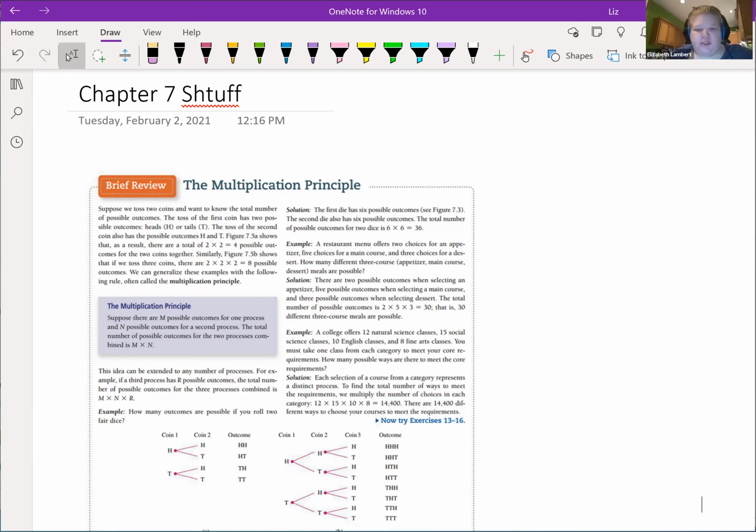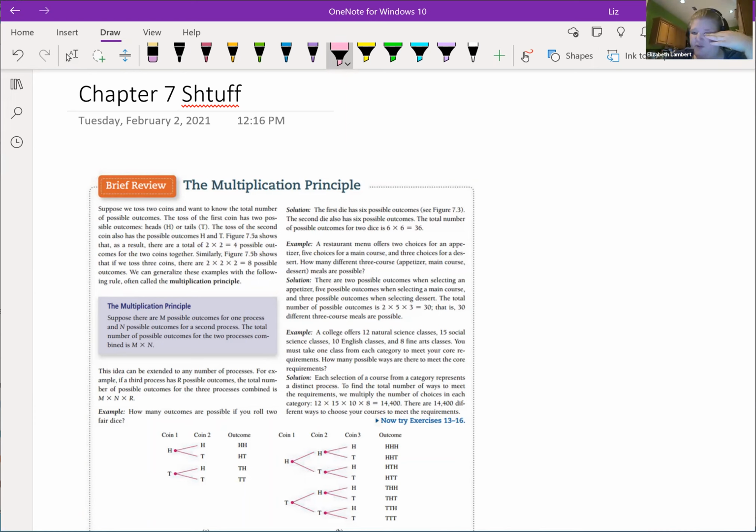So one of the first principles we have is the multiplication principle. We very often use this kind of innately when we're figuring out how many possible outcomes of some particular weird math experiment. Suppose there are m possible outcomes for one process and n possible outcomes for a second process. The total number of possible outcomes for the two processes combined is m times n. And you can see the example down here with the coin flips.